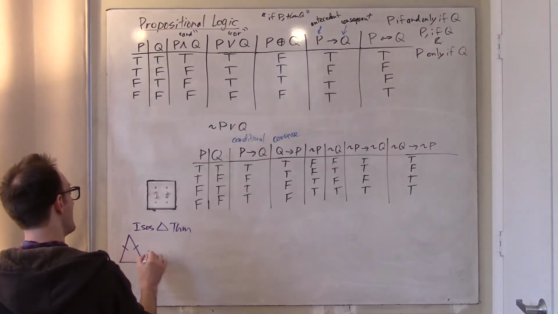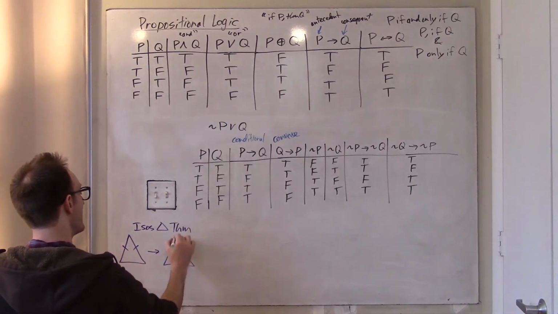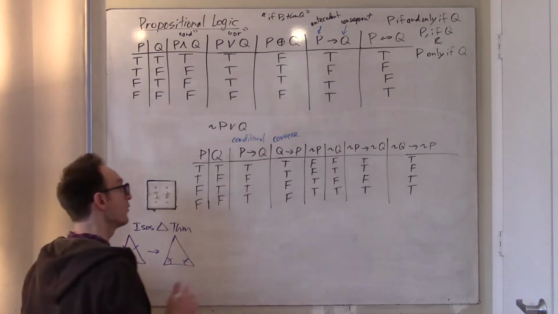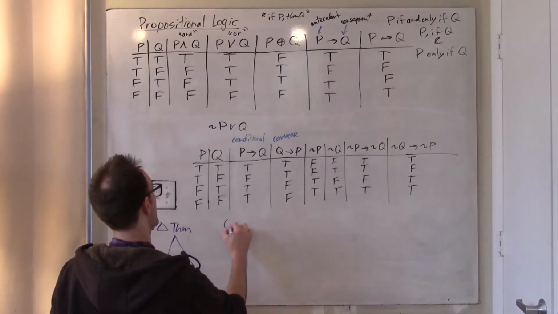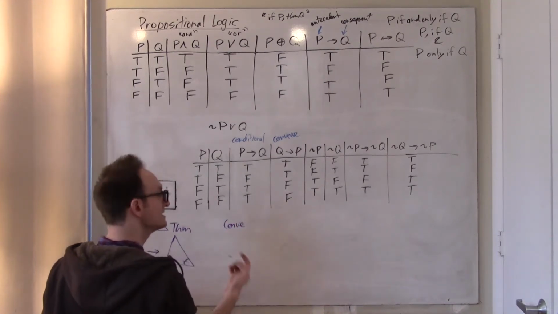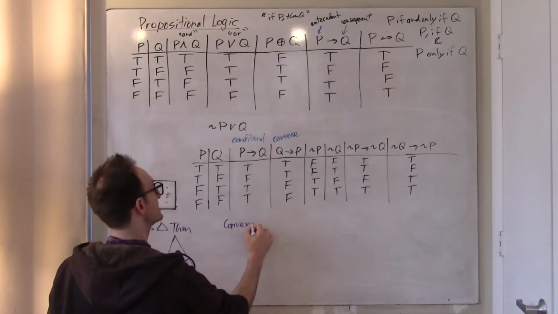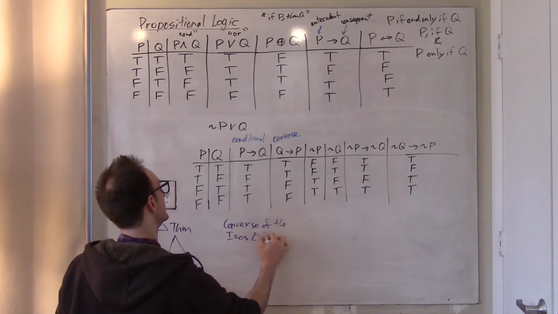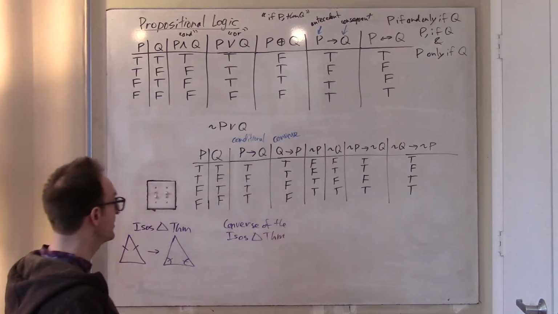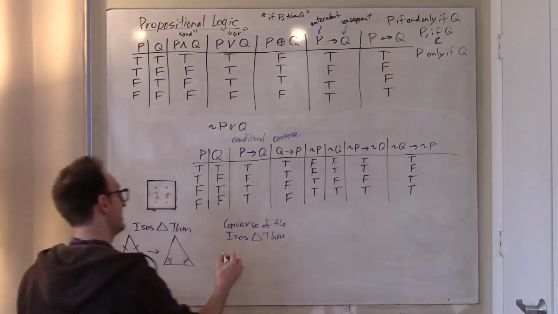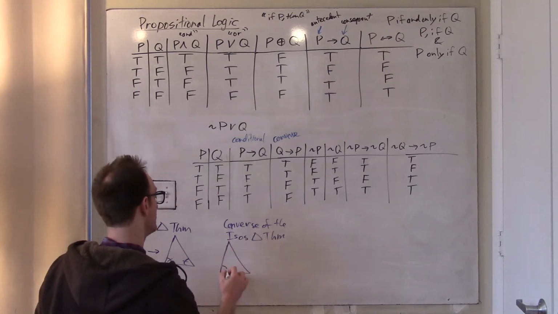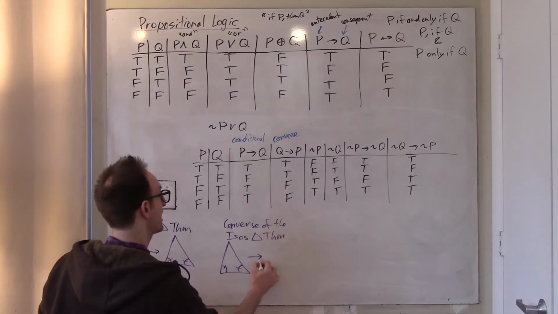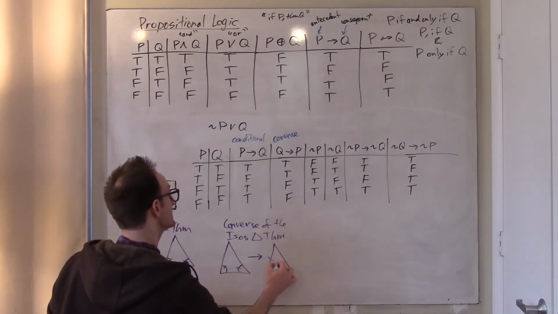It says that if you have an isosceles triangle, then the base angles are equal. That's the isosceles triangle theorem. Some people call it the base angles theorem, which I find kind of lame. But then there's the converse of the isosceles triangle theorem. And what is the converse? Well, it's just the converse. It's the one that says that if the base angles are equal, then the sides are equal.